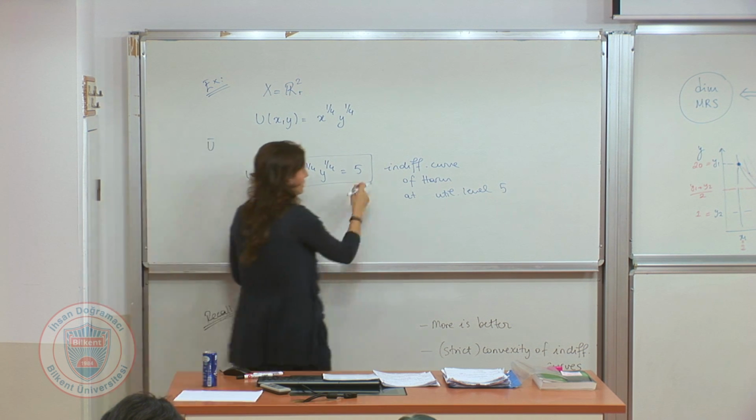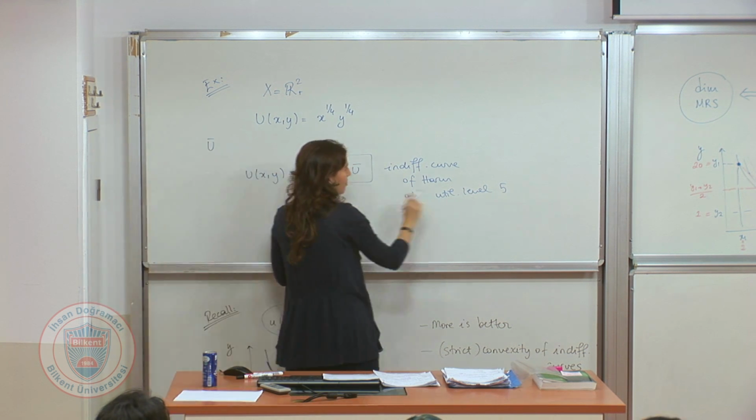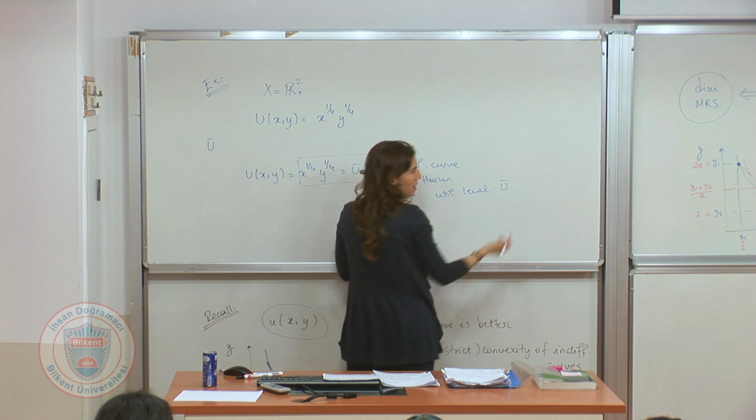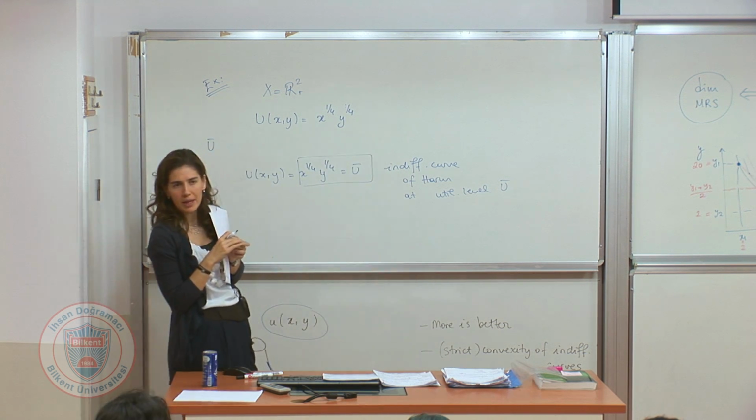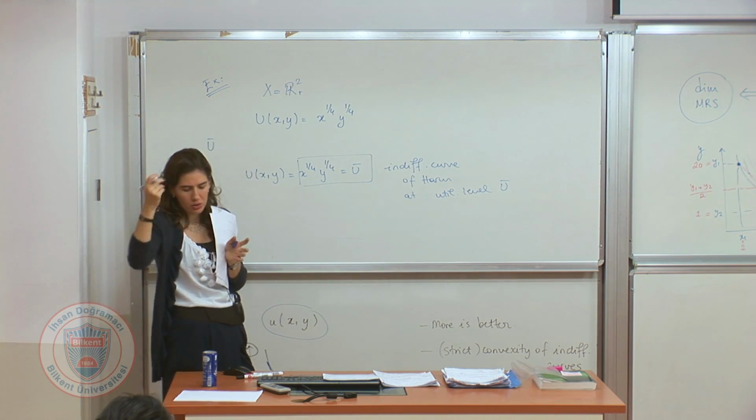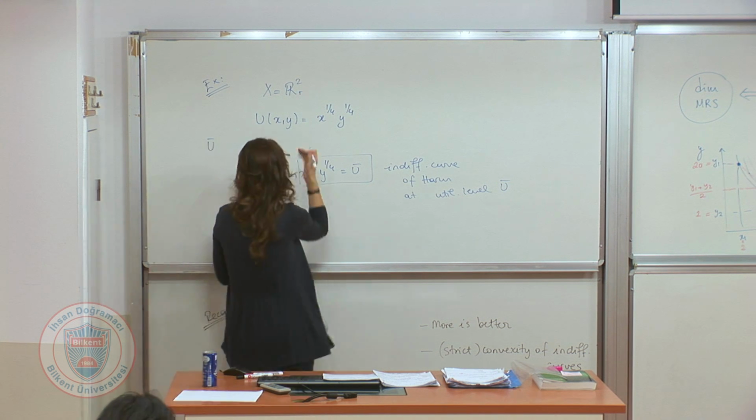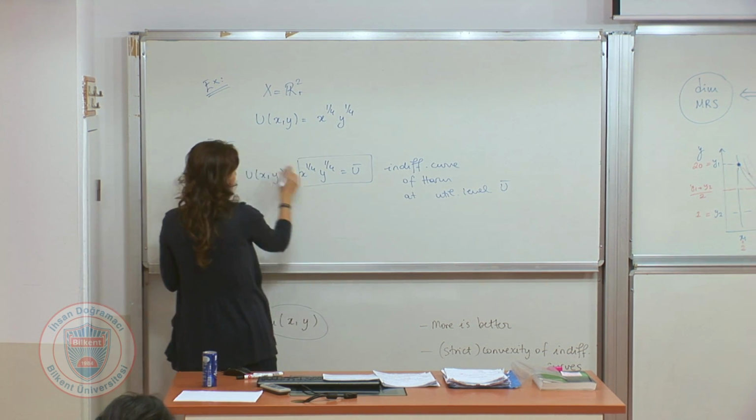So you would set it equal to u bar, and you're going to say that at utility level u bar. But this is the idea. It could be any given number. So let's keep 5.